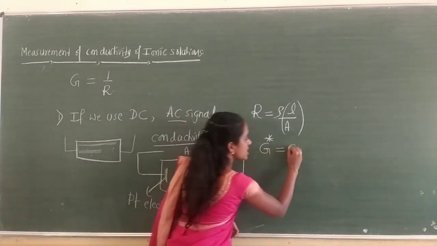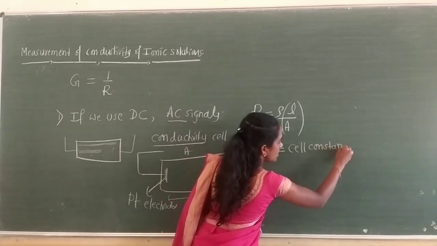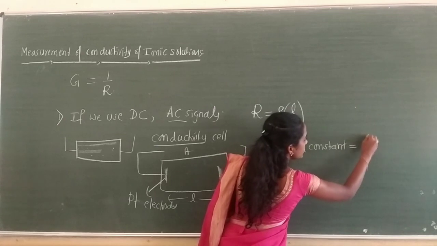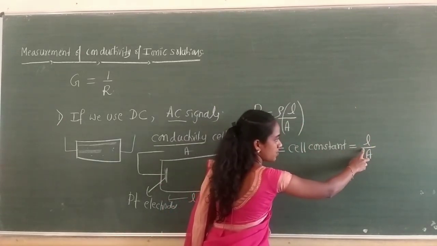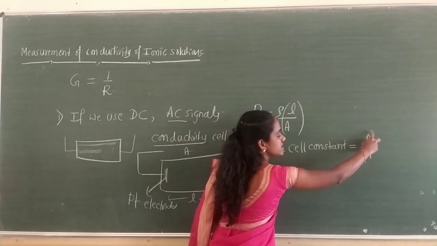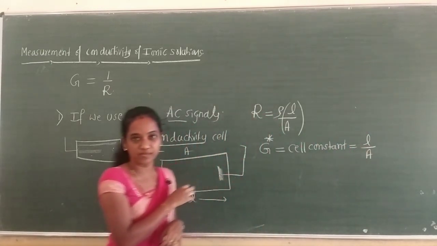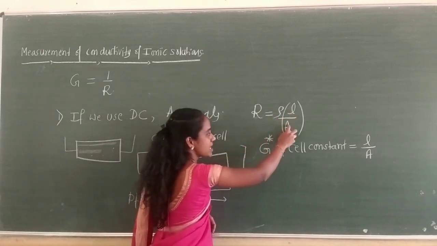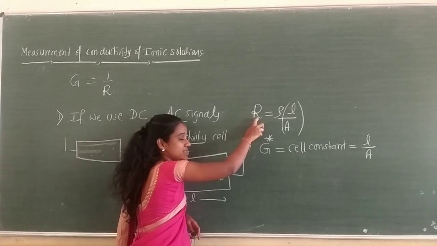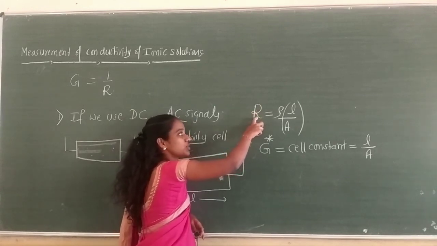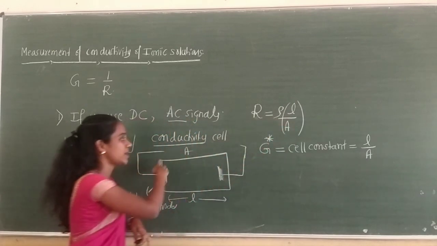What is that G star? It is a cell constant, which is equal to L by A. So what is cell constant? It is a ratio of distance between the electrodes and area of cross section. So the term L by A is known as a cell constant. While measuring the resistance of the solution, we need to know the cell constant of that particular cell.